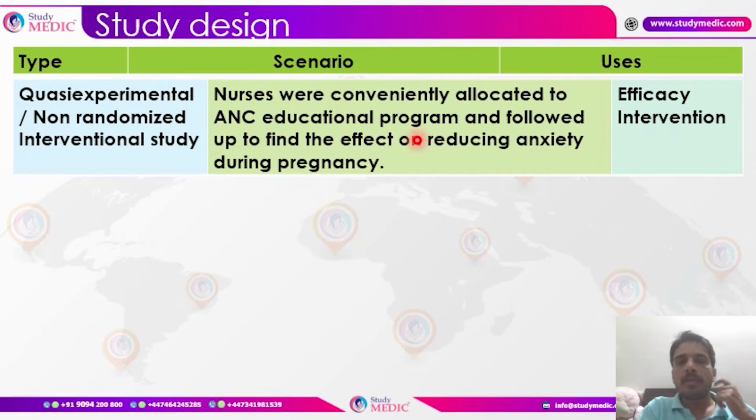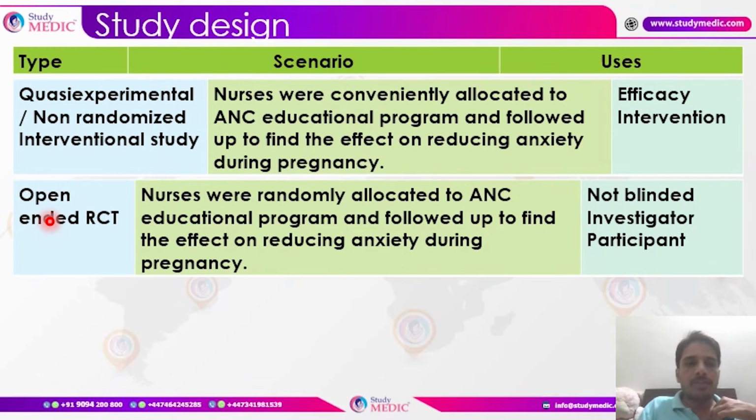Other people were not allotted to this program, and they were followed up to find whether there is an effect of this program on reducing anxiety during pregnancy. So the efficacy of the intervention can be found out here. Such a study is called a quasi-interventional study. Now, what is the difference you can see between this and an RCT?